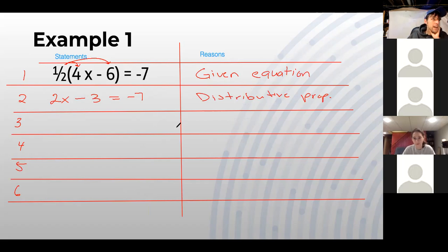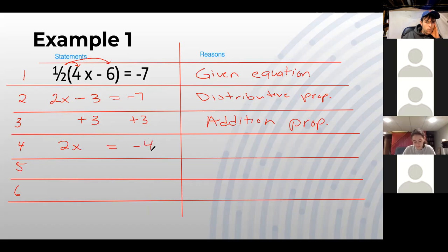Again, I'm shortcutting it now because I'm writing it out, but it's okay. Now we have a pretty easy equation. I'm going to go ahead and add 3 to both sides of this. So that is our addition property. I am supposed to add, right? Yeah, addition property. Okay, what do we get here? That's going to be 2x equals -4. We simplified. Or you could say it's a substitution property. Either one of those is fine.